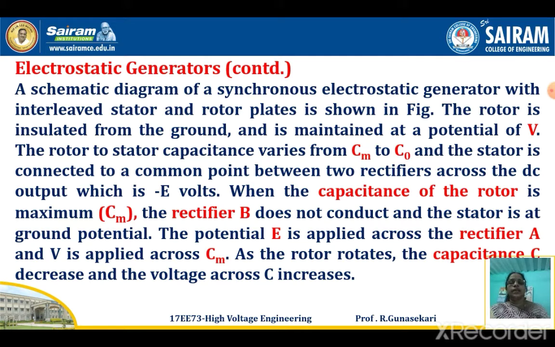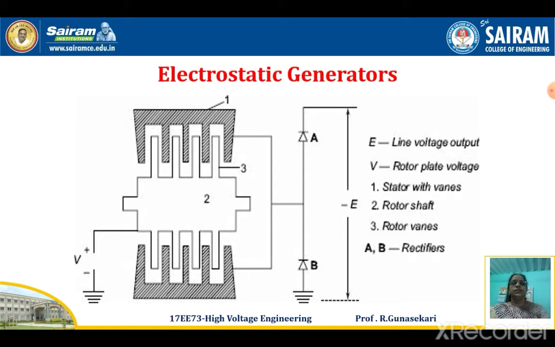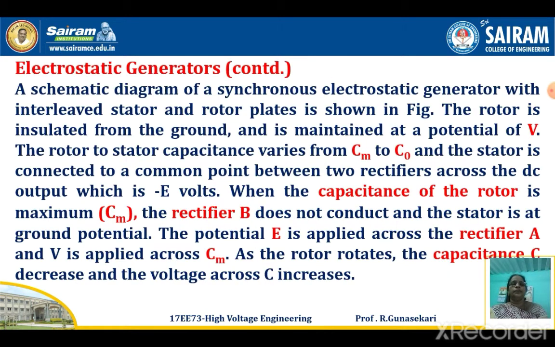Now the schematic diagram of the electrostatic generator. Now you see the diagram. This is the synchronous electrostatic generator. Voltage V is there. Number 1 represents the stator with vanes, 2 is the rotor shaft, and 3 is the rotor vanes. A and B are the rectifiers. E is the line voltage output, which is negative only. So now we have studied the schematic diagram of the synchronous electrostatic generator.